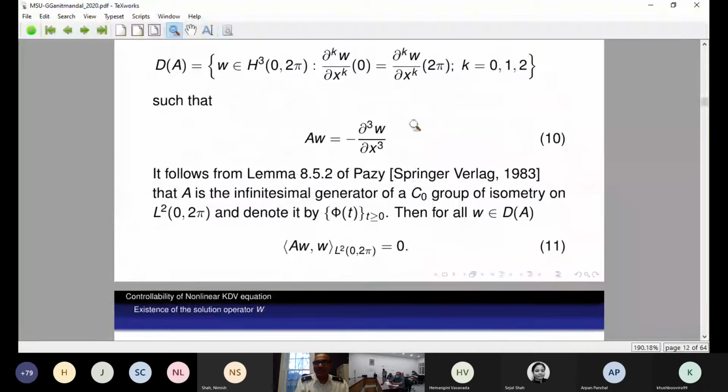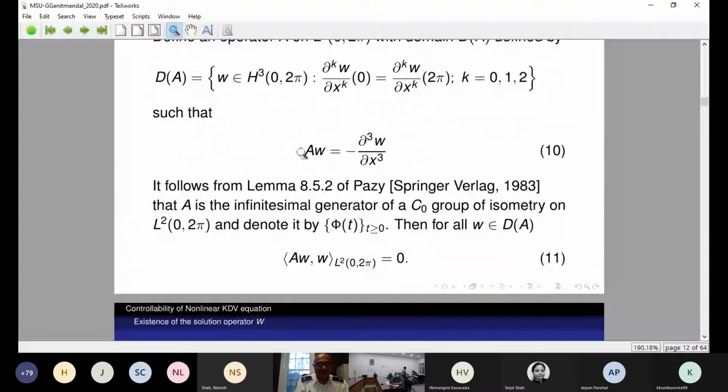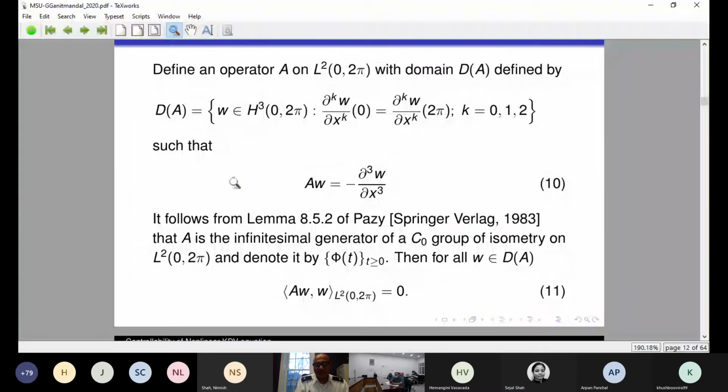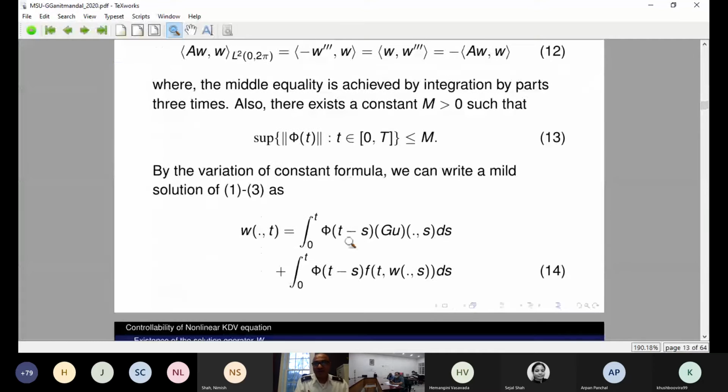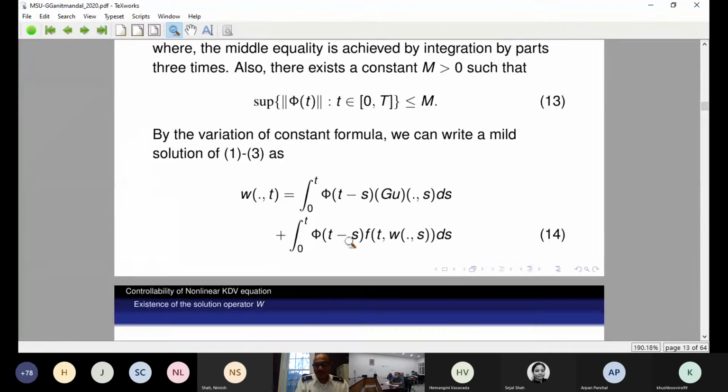Another thing is, as I told you, this A is nothing but the infinitesimal generator of a C0 group of isometry over here. And that is given by phi, and this phi is bounded. So there exists one constant m such that this phi is bounded. These are some assumptions which are quite normal, which we assume. And now we are in a position to give the mild solution of our nonlinear KdV equation, system 1, 2, 3, and this mild solution is given in the form of W(x,t) equal to the integral from 0 to t of phi(t minus s) g u(x,s) and phi(t minus s) f of this one.